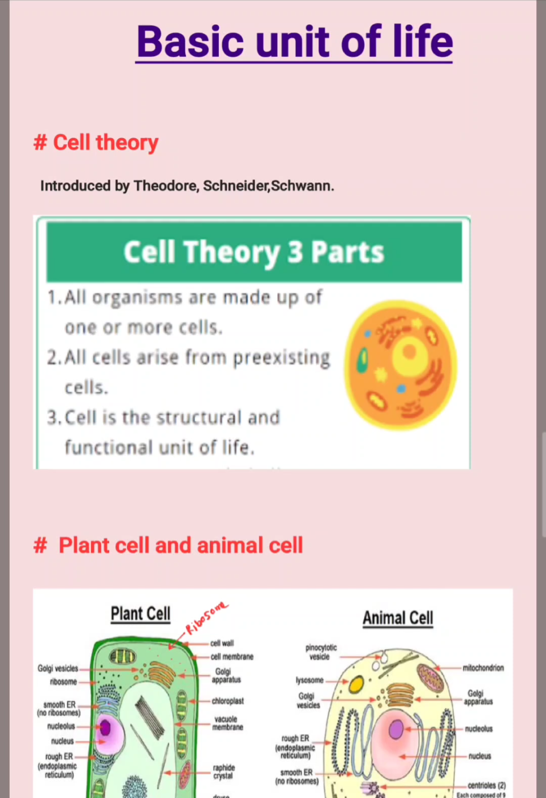The cell theory is introduced by three scientists, Theodor, Schwann and Schleiden. It has three statements. First one is all organisms are made up of one or more cells. Second one is all cells arise from pre-existing cells. And the third one is cell is the structural and functional unit of life.